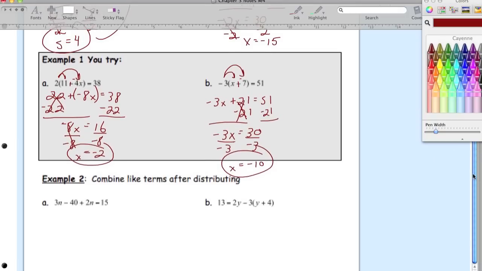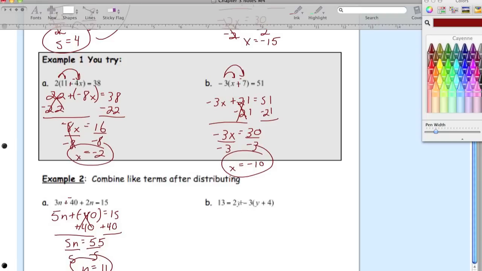Okay? Moving on. Combining like terms after distributing. This is 3n minus 40 plus 2n. So we don't have any distributing here, but we do have like terms. And again, this is just an expression. So I'm going to combine 3n and 2n and get 5n plus negative 40 equals 15. And now I can just solve it like we've been practicing. 5n equals 55, divide by 5, n equals 11.